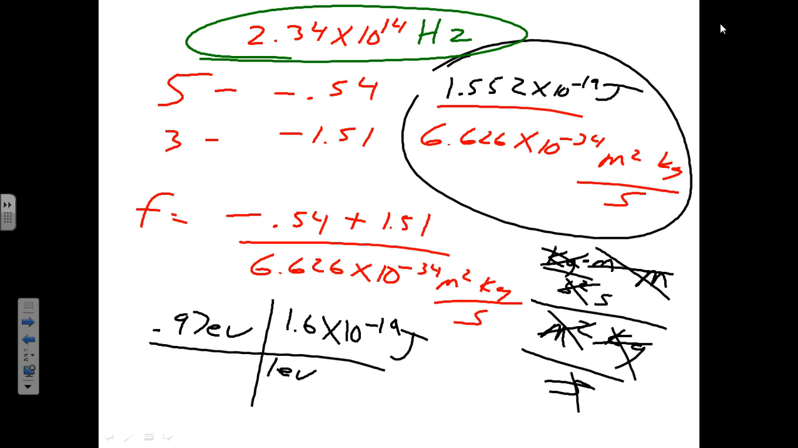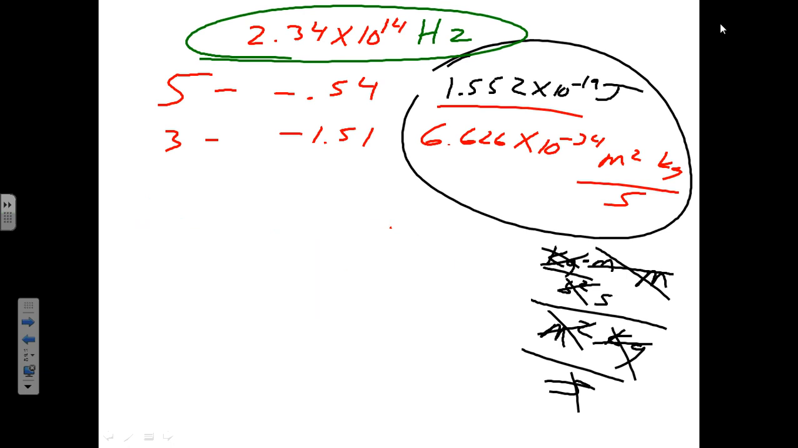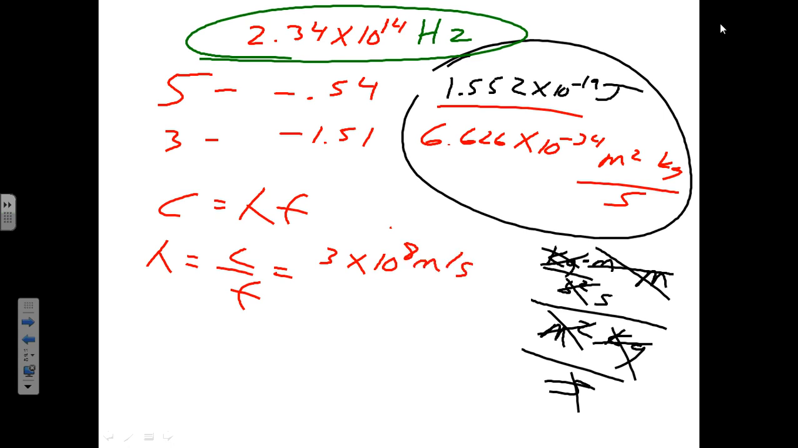Now, the other part of the question said find the wavelength. Let me make a little space up here on the board. How are we going to find the wavelength? Yep, we're going to use c equals lambda times frequency. We're trying to find the wavelength, so wavelength equals c divided by frequency. c is the speed of light, divided by our frequency.